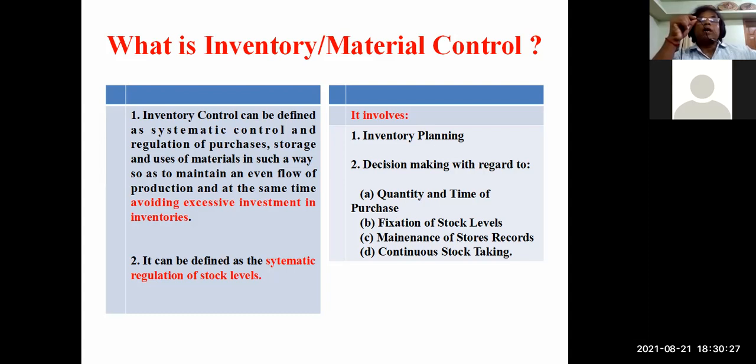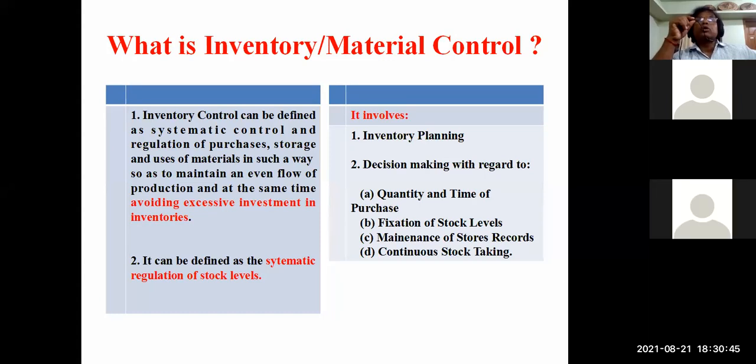Production should not be hampered. Suppose sometimes you do not have rice at your house, then you cannot cook food. You shall be starving. So you should have rice. But if you purchase too much rice, then your money will be blocked and rice will be spoiled also. So your kitchen should flow conveniently, with an even flow. Your factory should flow the same way.